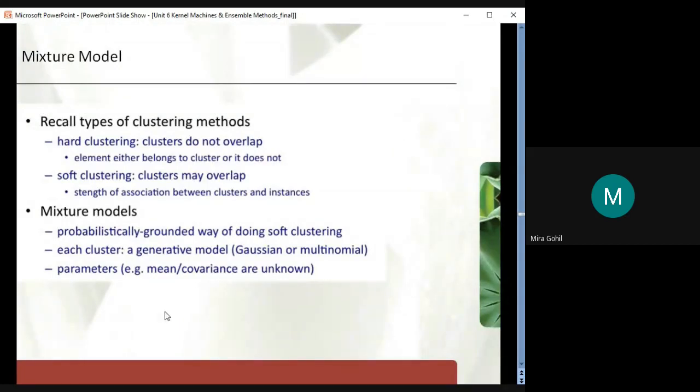Okay, so now why this mixture model? So the mixture model can give the probabilistic ground, a way of doing this soft computing, and for that we are using probability distribution phenomena. ठीक है, mixture model में each cluster a generative model follows the Gaussian or multinomial characteristic. Now what is this multinomial characteristic? अब जब भी हम कोई सॉफ्ट क्लस्टरिंग की बात करते हैं तो हमको ये सोचना है कि that data is having a characteristic of normal distribution.